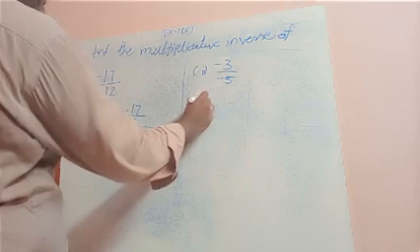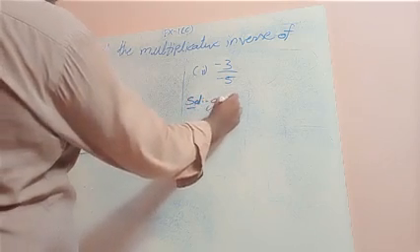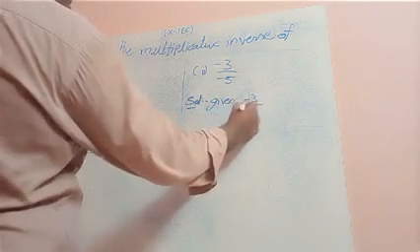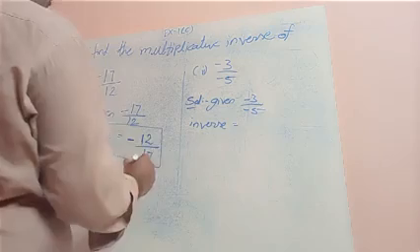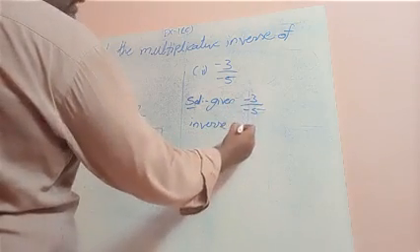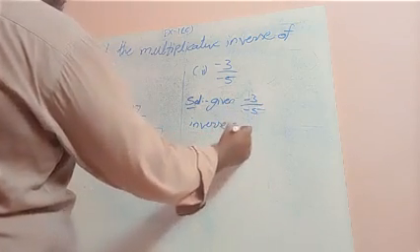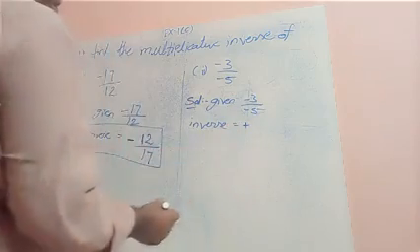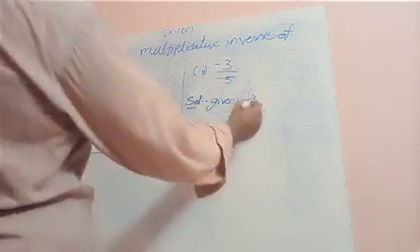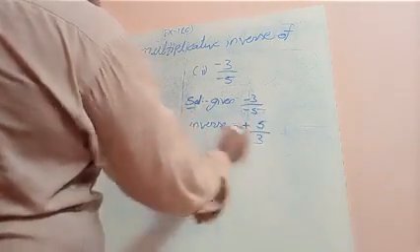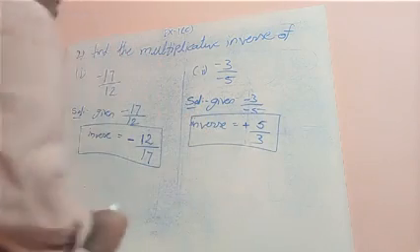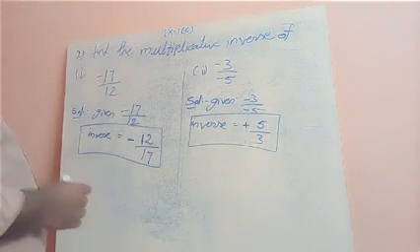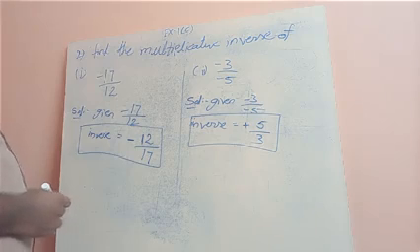Given minus 3 by minus 5. Inverse is, minus into minus is plus, so 5 by 3. The inverse for this sum is 5 by 3.